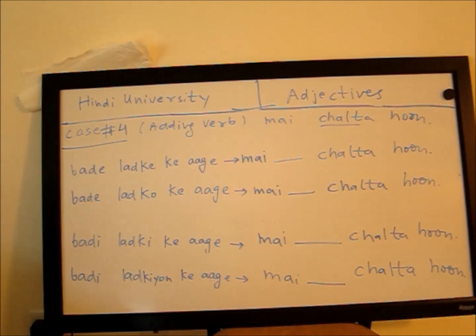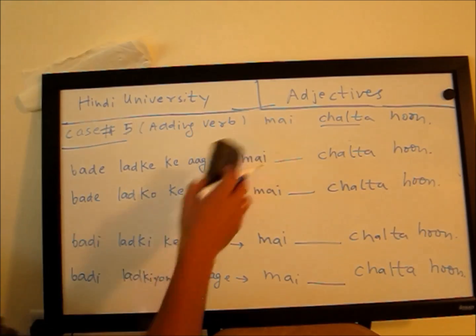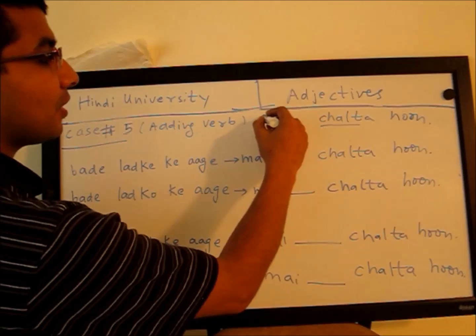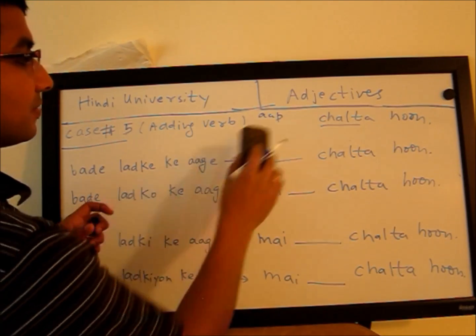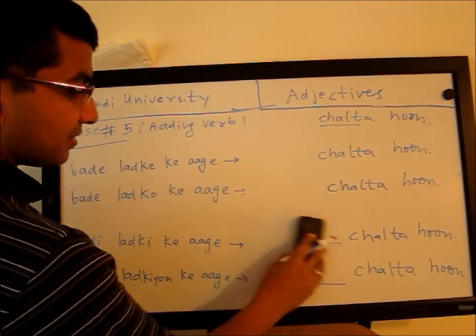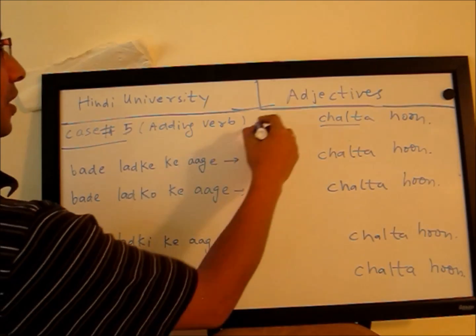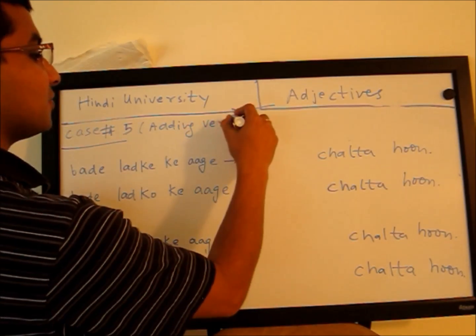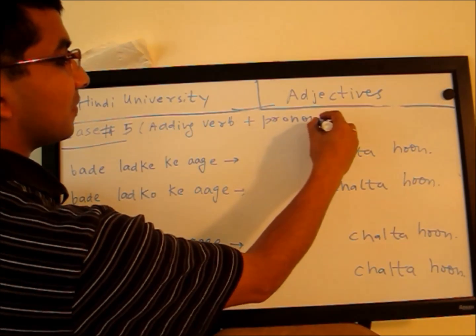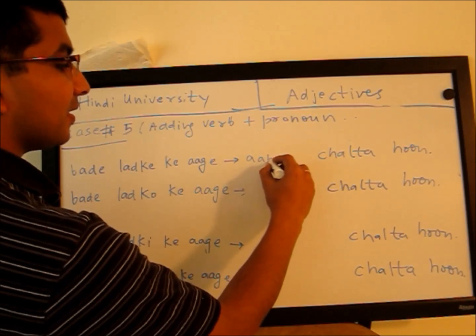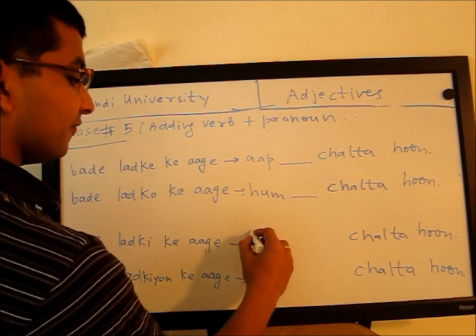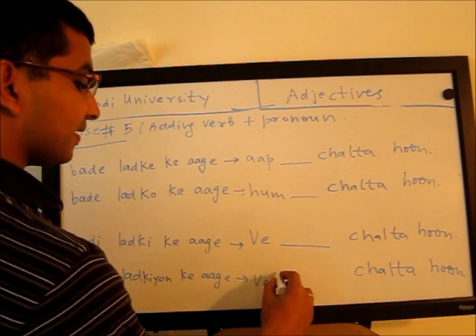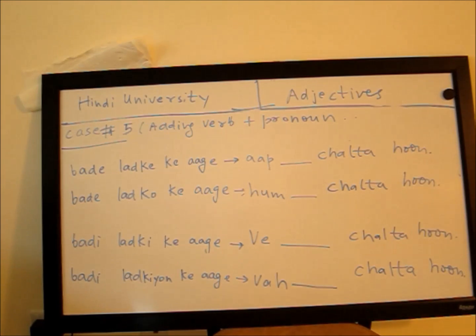So the next variation I have is the same sentence. Try changing the pronoun. So far I'm using मैं. What if you use all the other pronouns? आप. Okay, so the variation which I'm trying to make here is to try changing the pronoun, adding verb plus pronoun. So try changing to मैं, to आप, हम, वे, and वह. Try changing them and see if you can make sense of it. What will it mean if you do that? Okay, that's case number 5.